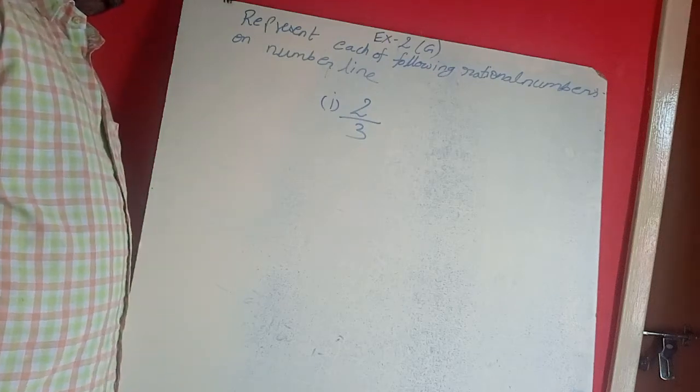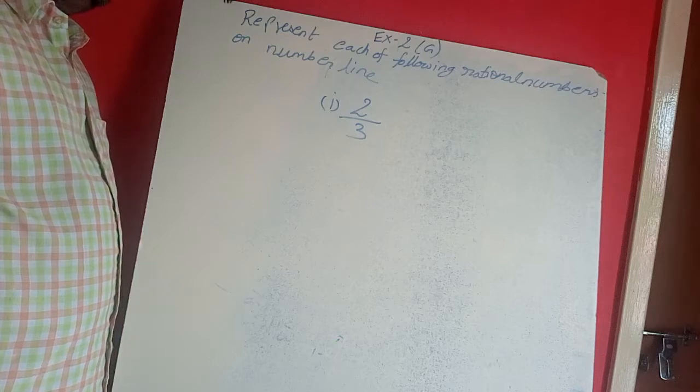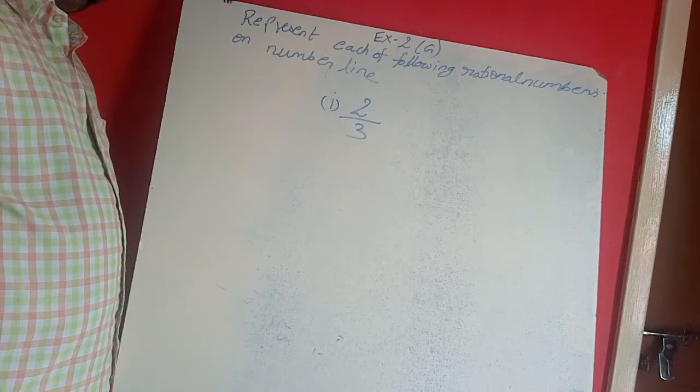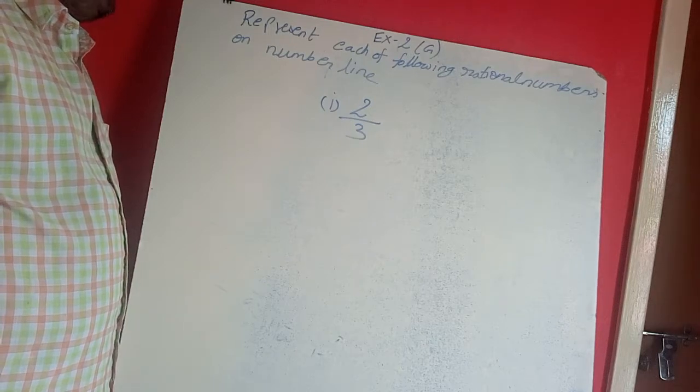Good morning students. In the previous class we completed the divisions. Today we are doing exercise 2G, that is representation of rational numbers on a number line.